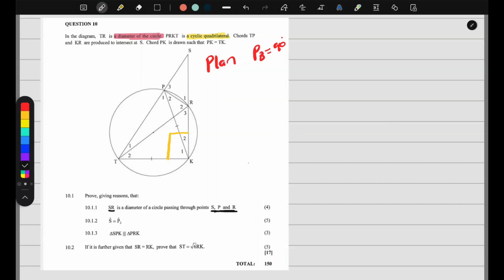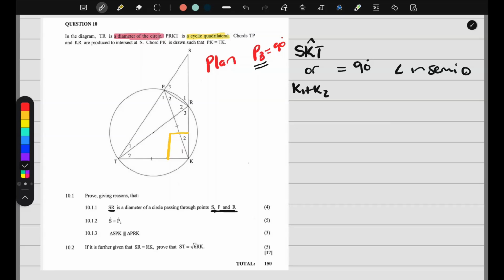So this whole angle K1 and 2 is 90. Let's write that down. So I'm going to say angle K is 90. That's that whole angle K. Or you can say K1 plus K2. But this is 90, either way. And the reason is angle in a semicircle. Okay, so there we have a 90. Remember, our plan is to get P3 to be 90.